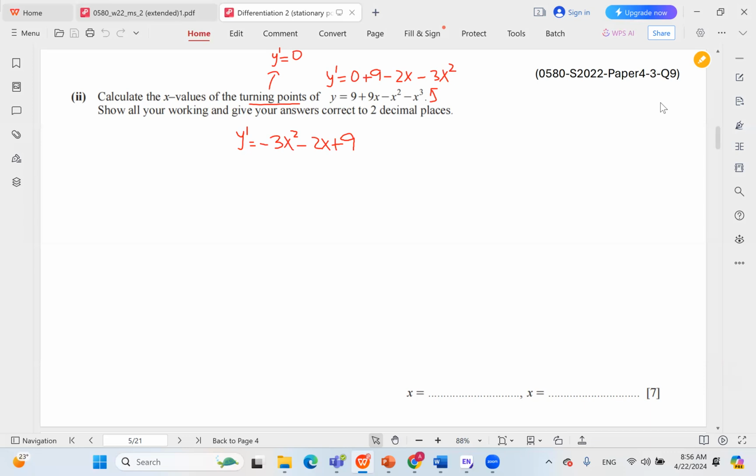Now we have a quadratic equation and we want to set that equal to 0. So we need to solve this quadratic equation. One thing we can do is just simply apply the quadratic formula.